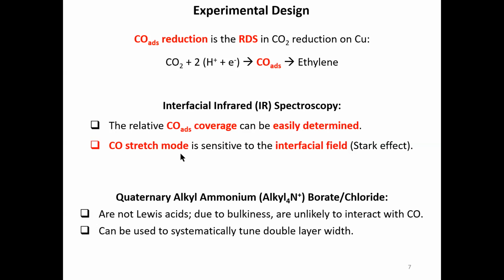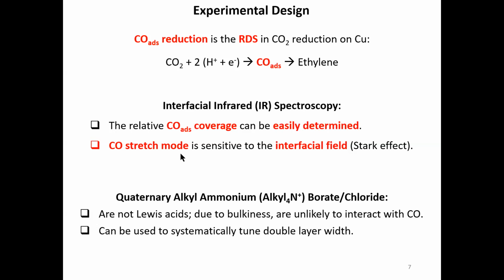The next question is, what type of cations do we want to choose for our study? Now, most studies in the electrochemical reduction of CO2 are carried out in the presence of alkali metal cations. However, alkali metal cations are Lewis acids. And because they're Lewis acids, hydrated alkali metal cations can buffer the interfacial pH to different extents. And because they're Lewis acids, they may directly chemically interact with surface-absorbed CO, which is a Lewis base.